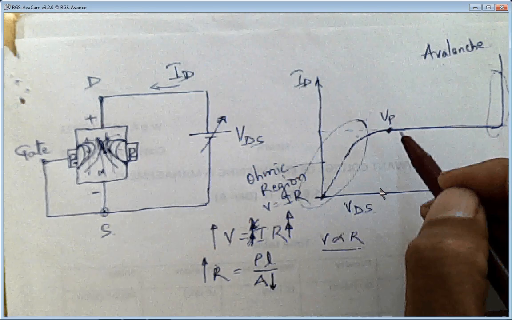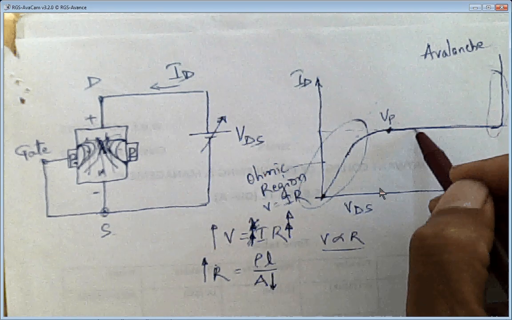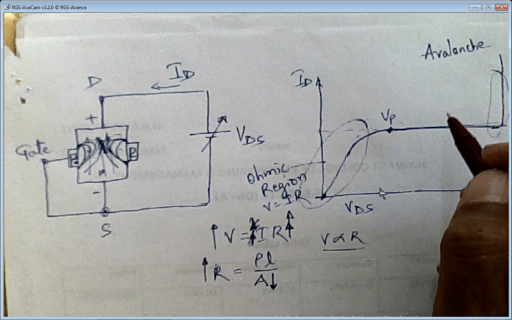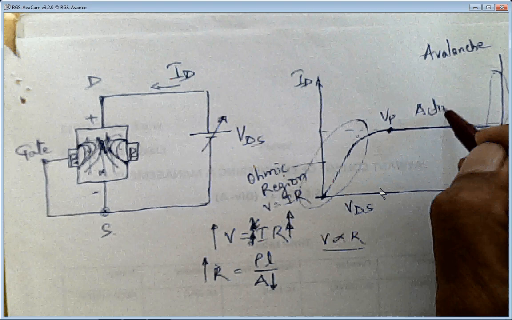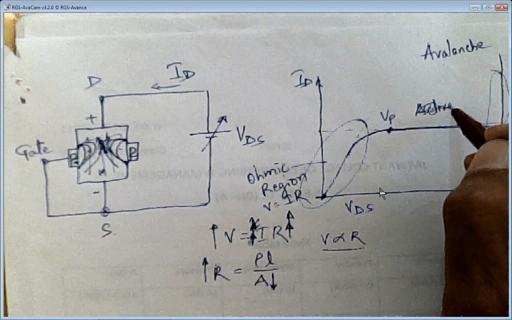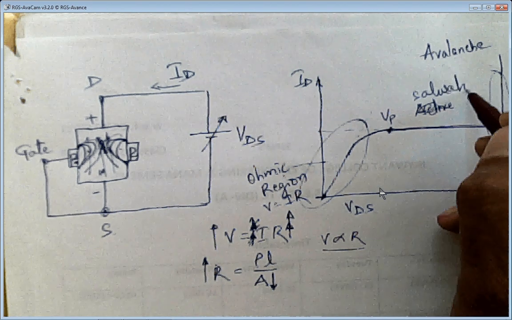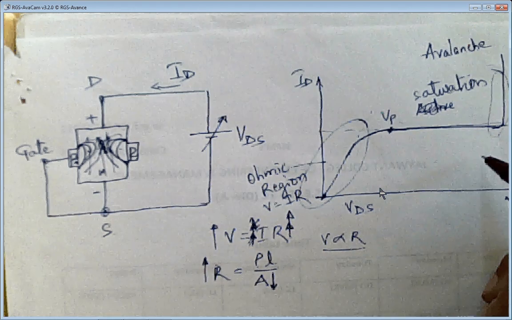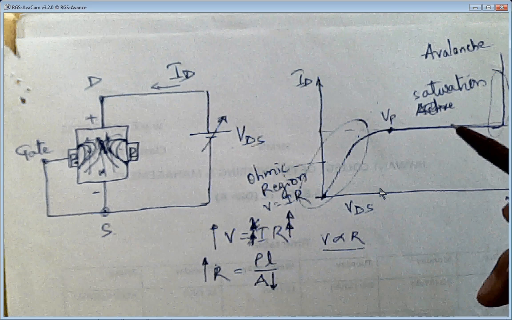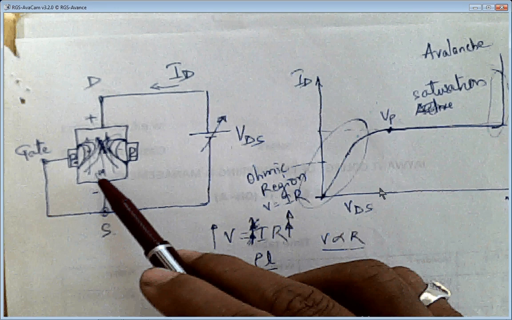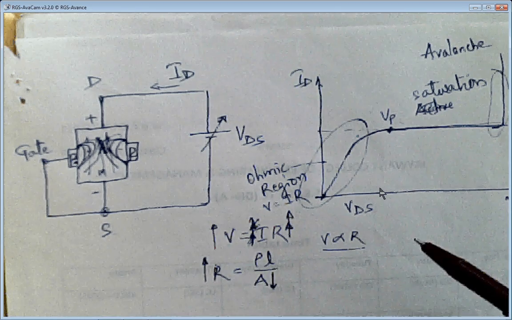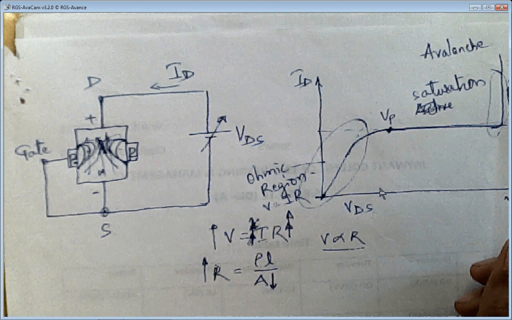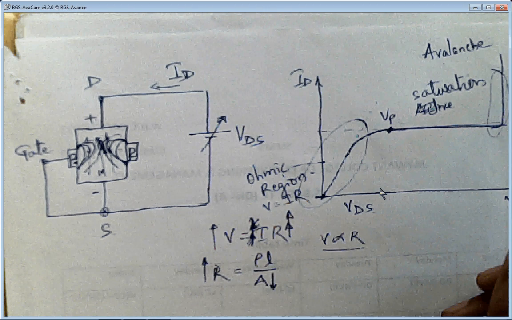After this pinch-off voltage, there will be no rise in current, but the graph will be almost flat. So this region is called the saturation region, and normally we make our transistors, that is FET, work in the saturation region. So this is what happens whenever we are giving biasing. Have you understood ohmic region, saturation region, and avalanche breakdown or breakdown region? These are the breakdown regions.